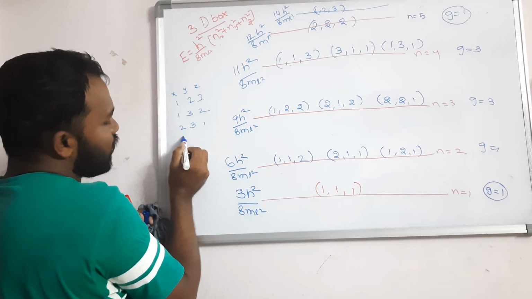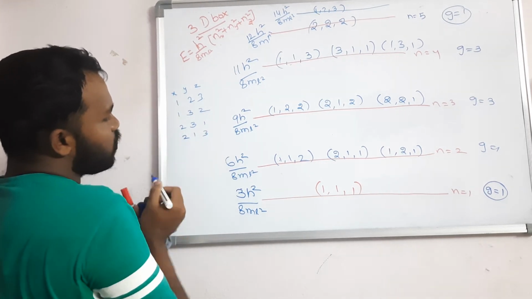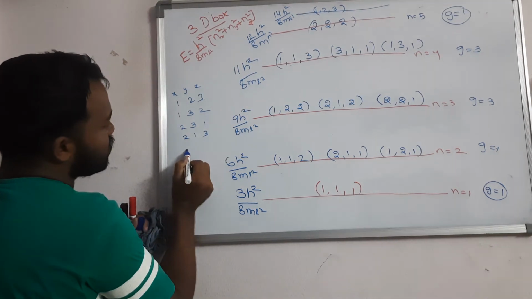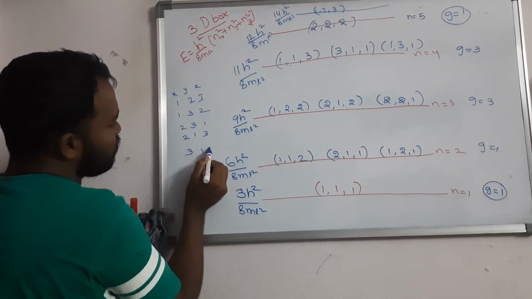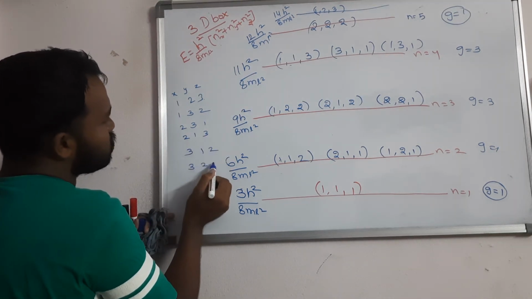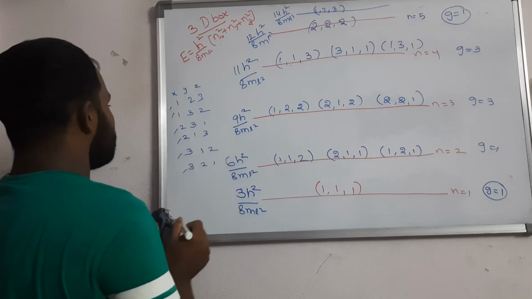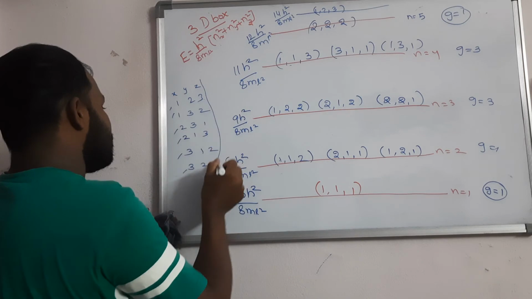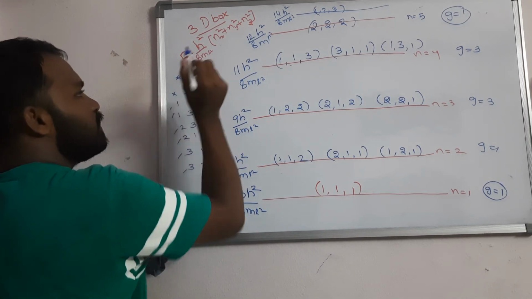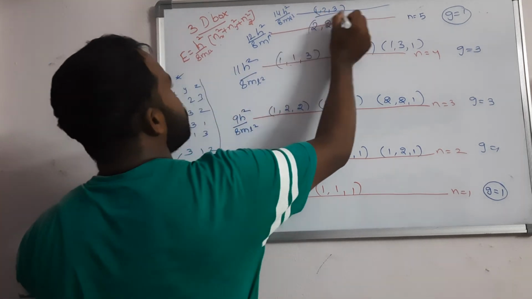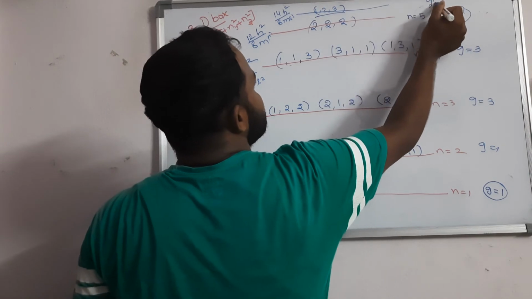Otherwise I can also write 2 1 3 is one more possibility. So the next possibility is 3, I am starting with 3: 3 1 2. Next is 3 2 1. If you take 1 2 3 4 5 6 possibilities, you will get these. Except these 6, you will not get any. So directly n is equal to 1 2 3 means degeneracy G is equal to 6.